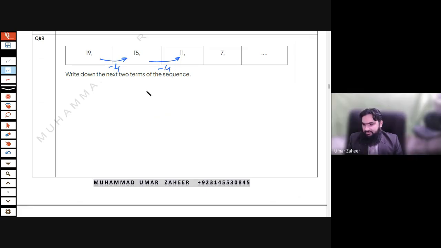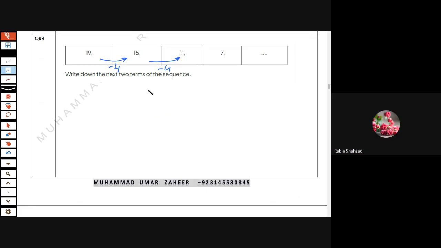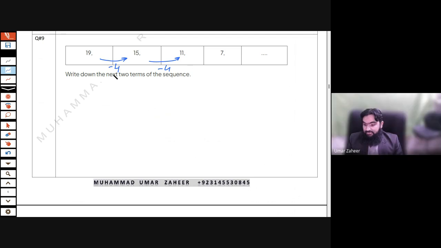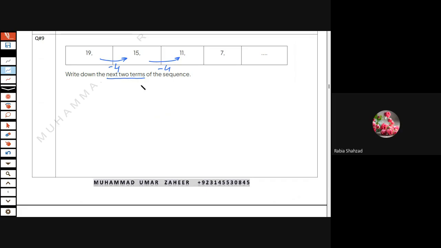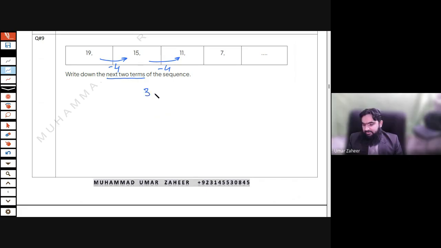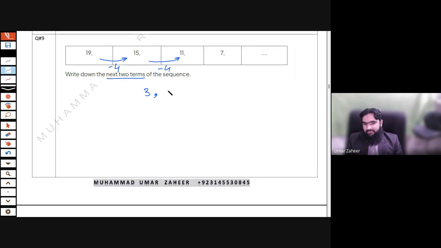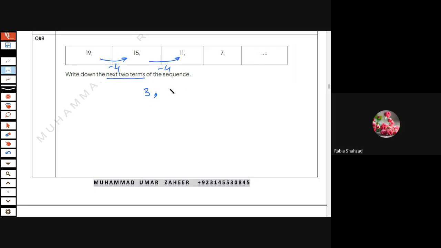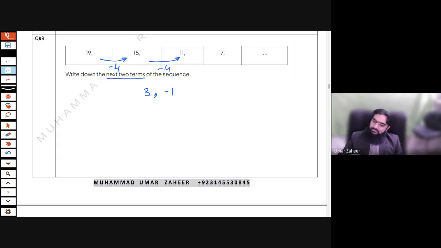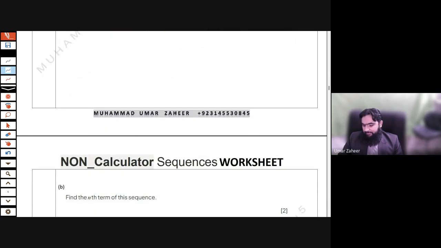Right. So the next term will be... do we do it directly? No, it only says to tell me the next 2 terms. So after 7 it will be 7 minus 4, that is 3. Then 3 minus 4 will be minus 1. But we are not finding the nth term, we are just finding the next terms.